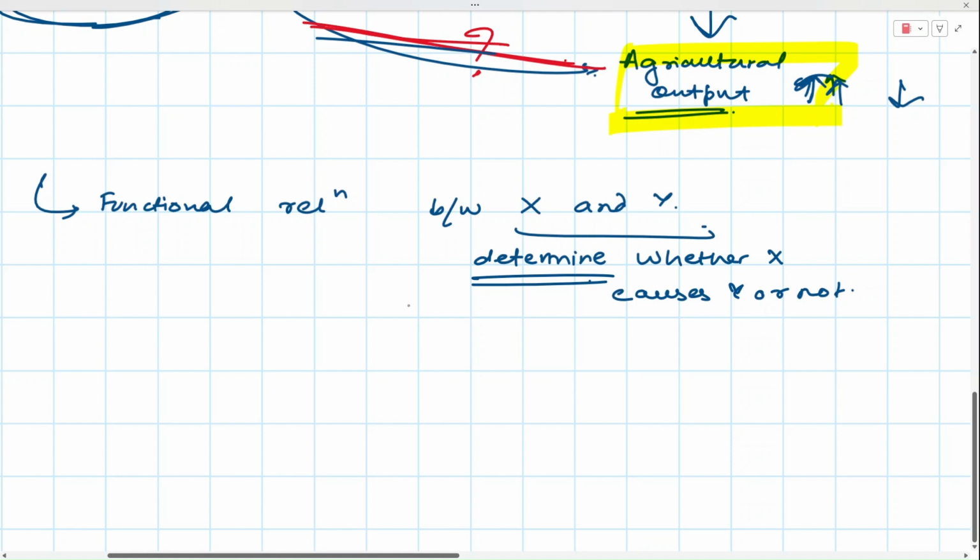We are trying to determine. We almost never try to show something. We try to decide whether it actually causes y or not. One thing is, when we start a model, we should never decide that x causes y. We are trying to decide whether x is causing y. We want to find out.